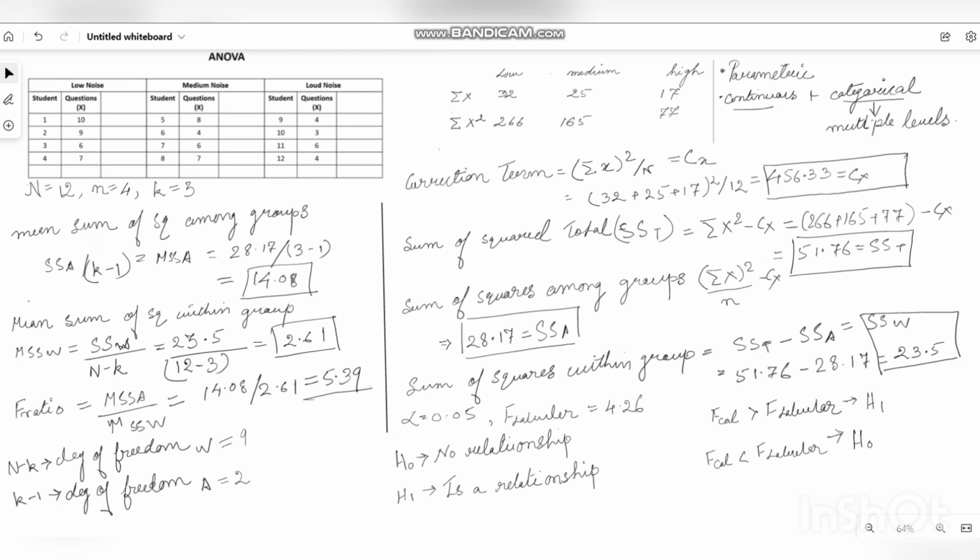So in our case, F calculated is 5.39 and the F tabular is 4.26. Since our F calculated is greater than the F tabular, we are rejecting the null hypothesis and accepting the alternate hypothesis. So we can say that according to our example, the noise level does affect the ability of a student to solve the problems. So this is our takeaway from the test.